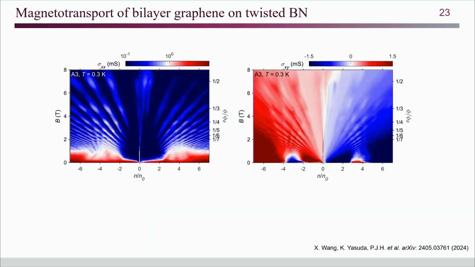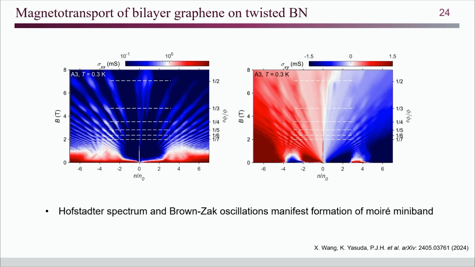By applying the magnetic field, we can observe this magnetotransport. For example, these Landau fans emanating from this satellite resistance point, and we can also see these clear Brown-Zak oscillations as the enhanced conductance of these horizontal lines. That corresponds to the commensurability between this magnetic unit cell and the Moiré unit cell. We also observe this diminishing of the sign reversal as you increase the magnetic field, and that's due to the competition between the cyclotron energy and the Moiré band gap.